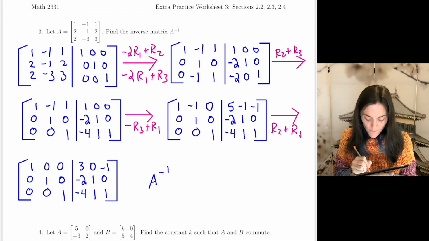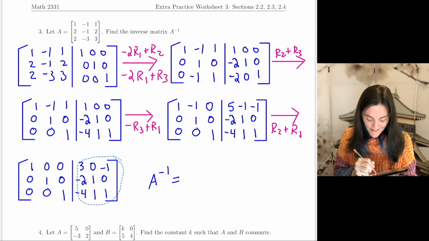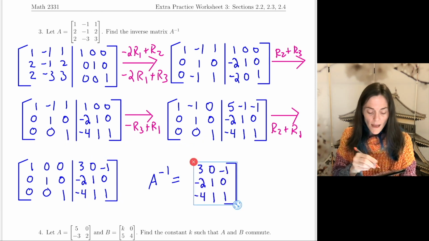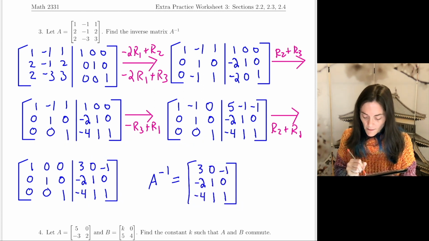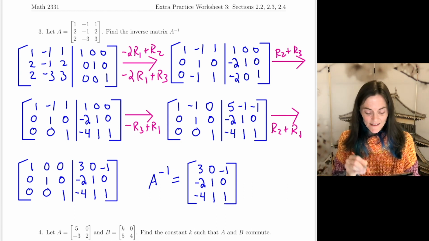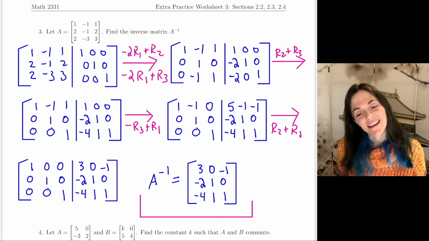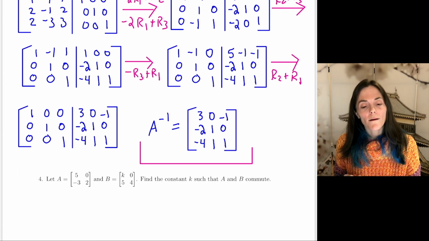Immediately, A inverse. I see it. It is right here. Copy and paste. And I will add this bracket on this side. This is how we find the inverse of a matrix. So let's underline the inverse here. This was number 3.